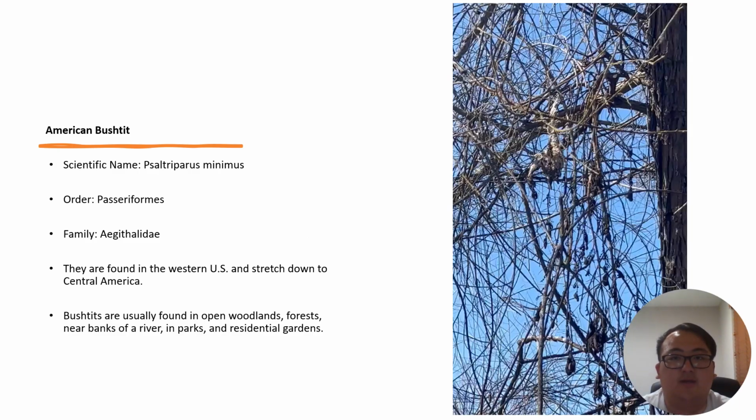The scientific name for the American bush-tit is Psaltriparus minimus. The order is Passeriformes, and the family is Aegithalidae. They are found in the western U.S. and stretch down all the way to Central America. They're usually found in open woodlands, forests, near banks of rivers, in parks, and residential gardens.